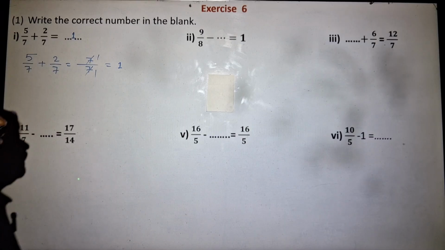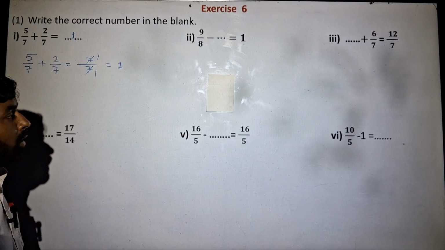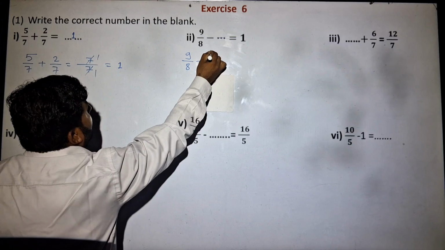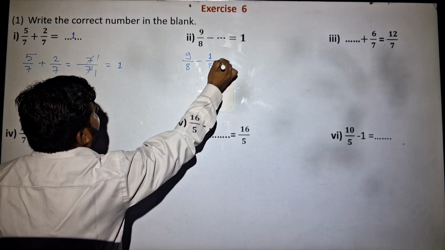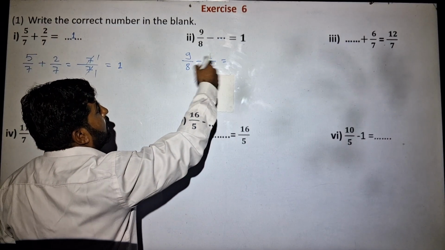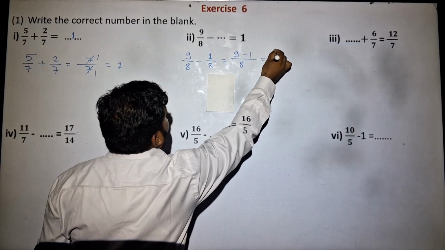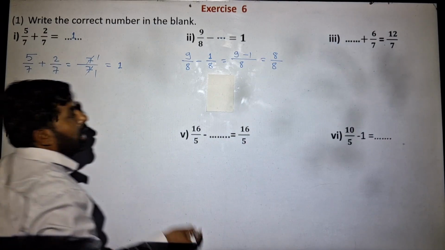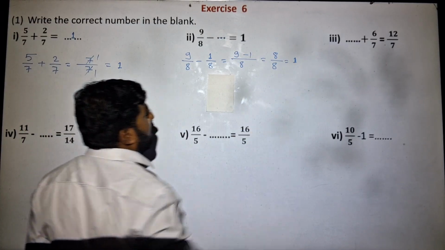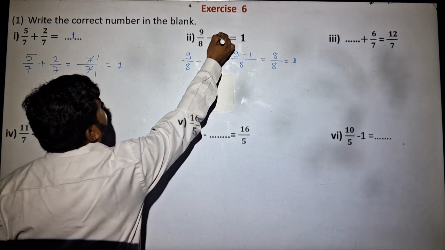Okay. Next one: which number should be subtracted from 9/8? We get the answer 1. So if we subtract 1/8 from 9/8, now check this. The denominator 8 is the same. 9 minus 1 is equal to 8, and the denominator is 8. 8 and 8 cancel, and we get the answer 1. Therefore the number should be 1/8.